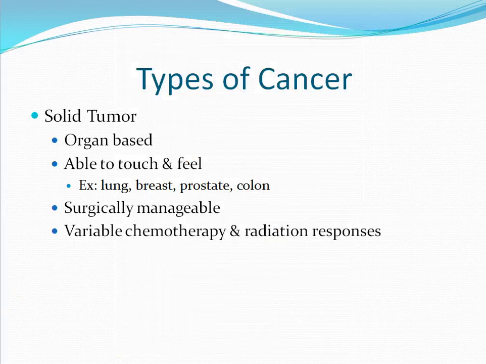Next, we need to look at the different types of cancers. First are solid tumors. These are organ-based cancers. You are able to touch them and feel them. These would be tumors, for example, that are found in the lung, in the breast, in the prostate, and the colon. They tend to be surgically manageable, and they have variable chemotherapy and radiation response rates.